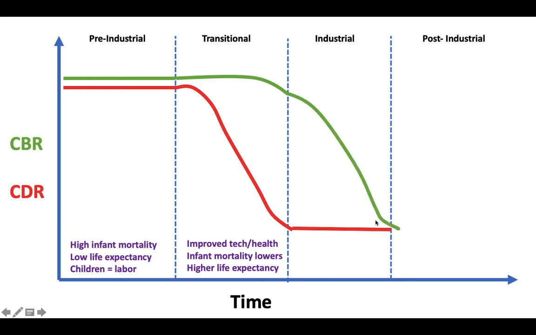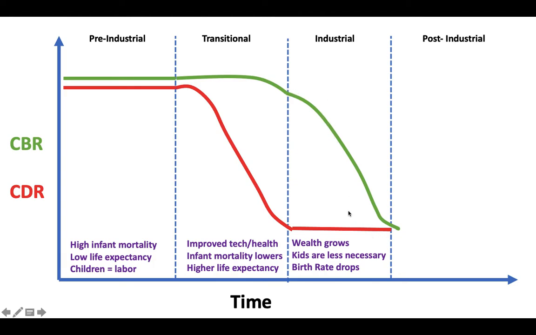It will continue to drop as the country's wealth, or the population's wealth, continues to grow. Kids become less necessary. Their role as labor and help around the house, around the farm, becomes less important as things become mechanized and automated, etc. And so the birth rate is going to drop.